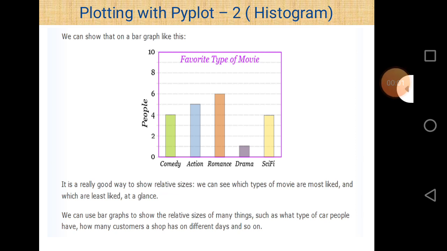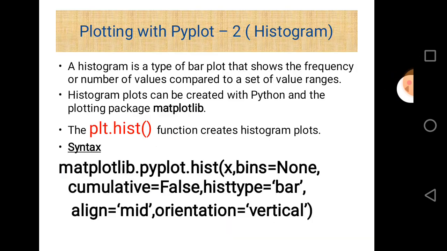Hello IP students, today our topic is plotting with PyPlot and it is chapter 4. In this lecture we are going to discuss histogram, and we learn how to create a histogram using the matplotlib library. As we know, a histogram is a type of bar plot that shows the frequency of numbers of values compared to a set of value ranges, and histogram plots can be created with Python and the plotting package matplotlib.